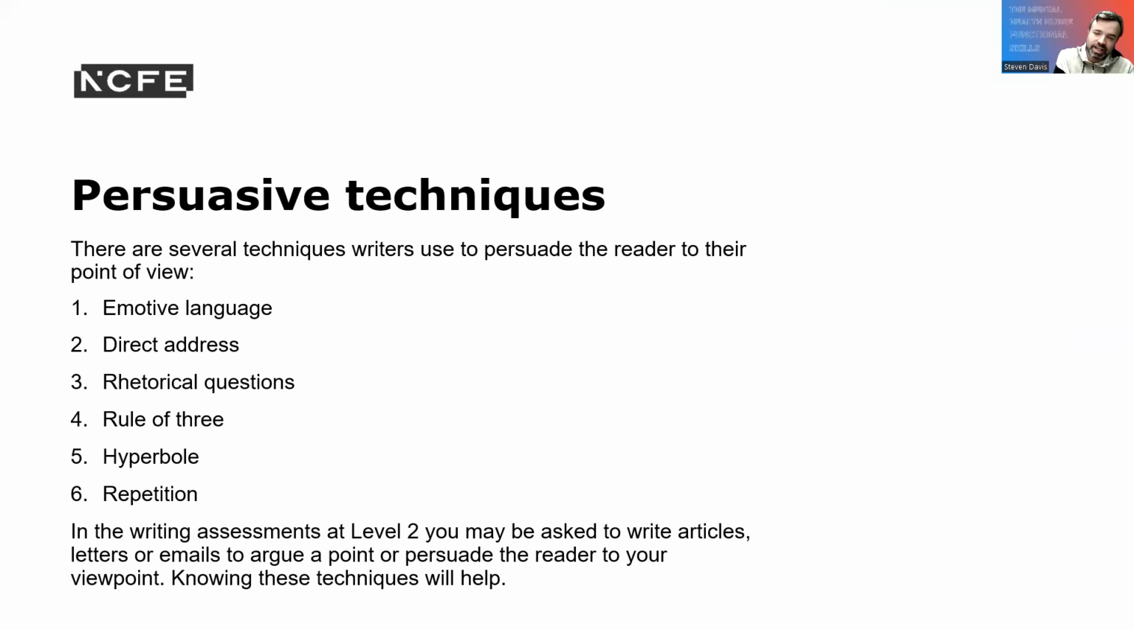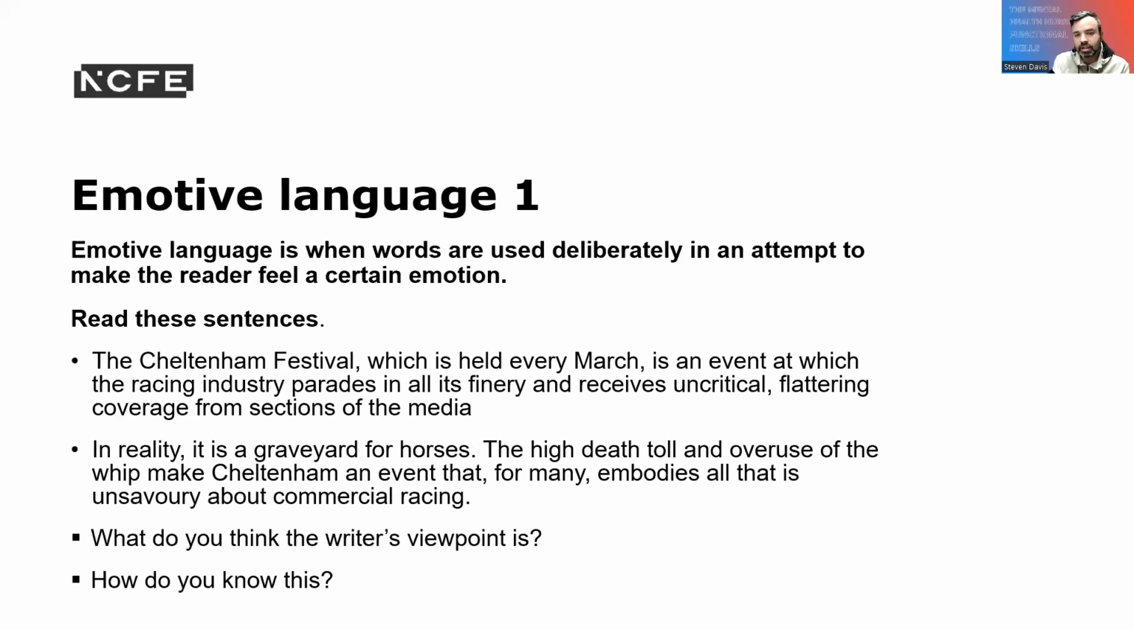So, persuasive techniques. There are several techniques for writers to use to persuade the reader to their point of view. So you can see on there, we've got emotive language, direct address, rhetorical questioning, rule of three, hyperbole, and repetition. In the writing assessment at level 2, you may be asked to write an article, letter, or email to argue a point or persuade the reader to share the author's viewpoint. Knowing these techniques will help you.